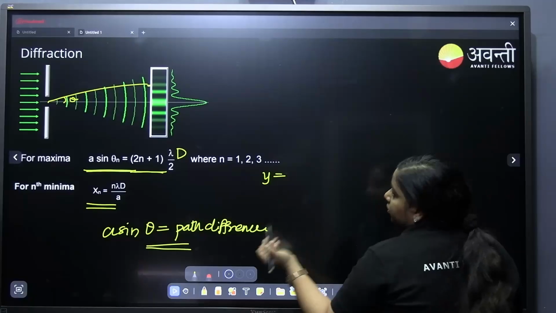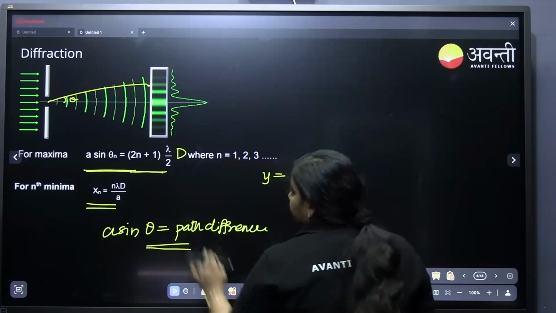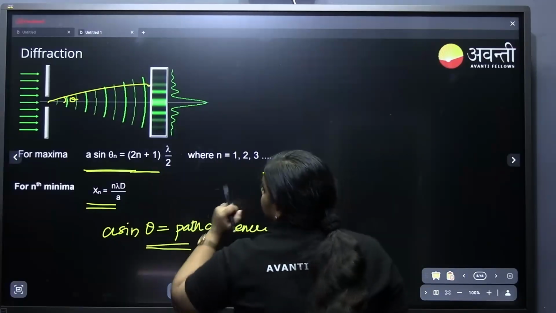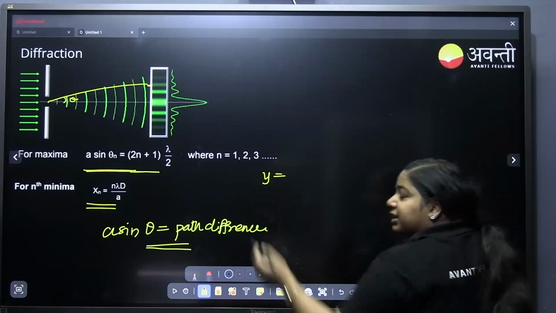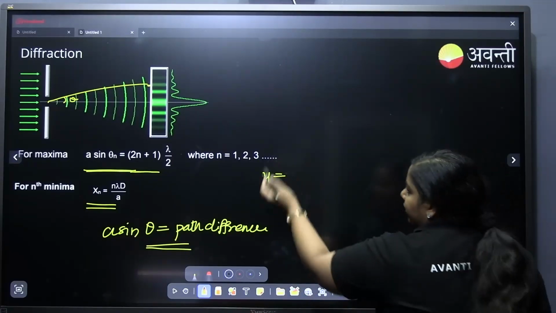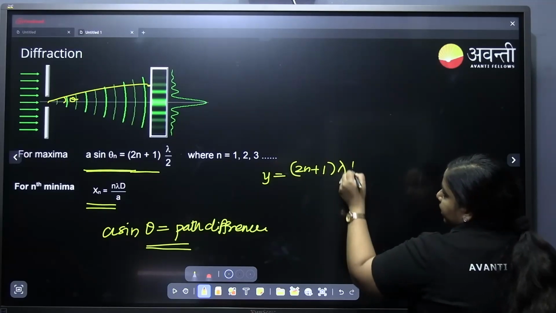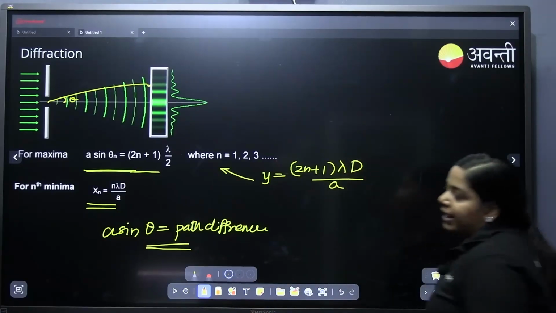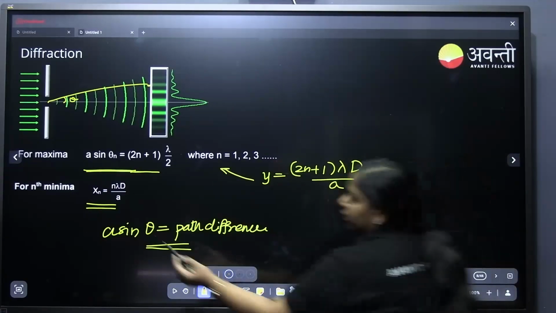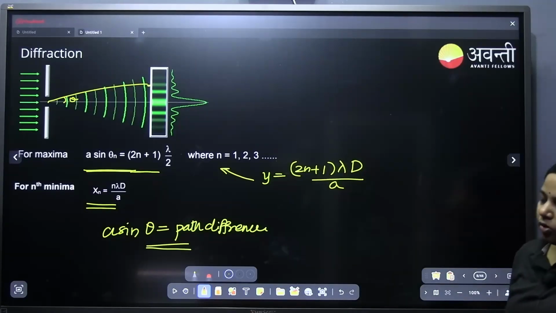When we substitute sin theta equal to y by D, then we will get y equal to (2n plus 1) lambda D by 2a. This is for maxima, and for minima you get this equation, y equal to n lambda D by a. Okay, is there any doubt? Only these two equations you have to learn.